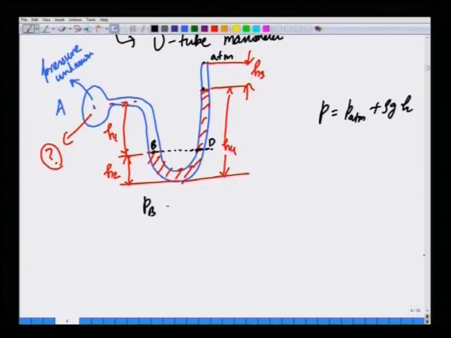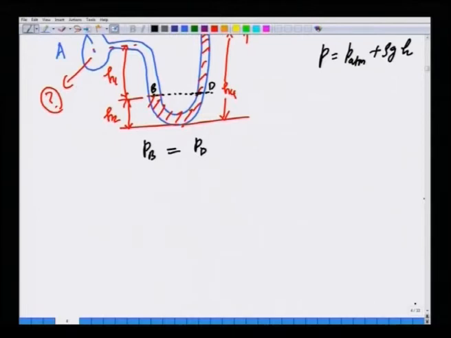So, P B must be equal to P D, because the pressure in the manometric liquid is a function only of the elevation, and since these 2 points are at the same elevation, P B must be equal to P D. If so, how do we get P B in terms of P A? Well, P B is nothing but P A plus rho 1, let us call this liquid density rho 1, times acceleration due to gravity, times this column height h 1, okay, rho 1 g h 1. This is the pressure at point B.